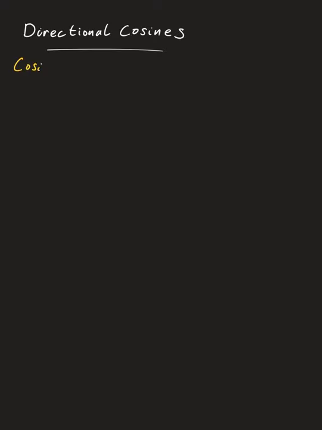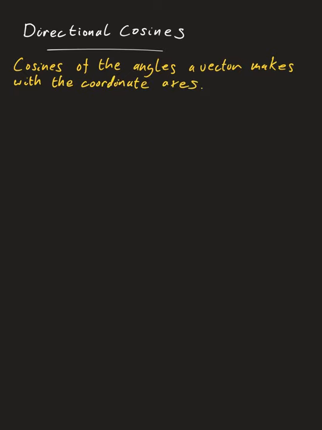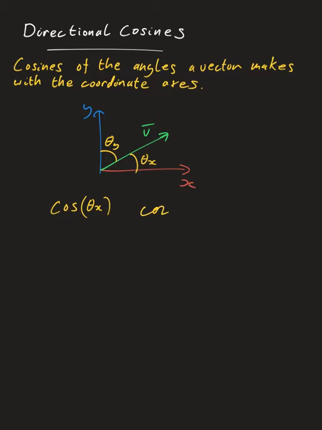The directional cosines of a vector are the cosines of the angles that the vector makes with the coordinate axes. If I draw my x and y axes with some vector v, there's going to be two angles. Here will be the angle, we call it theta x, the angle with the x-axis, and here is the angle theta y, the angle with the y-axis. The directional cosines will be the cosine of theta x and the cosine of theta y.